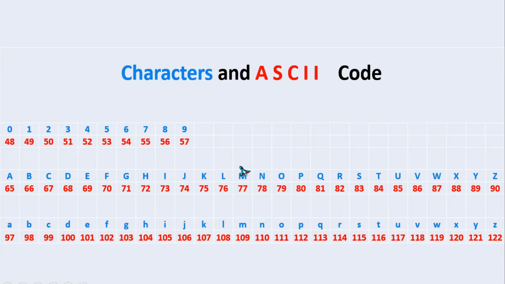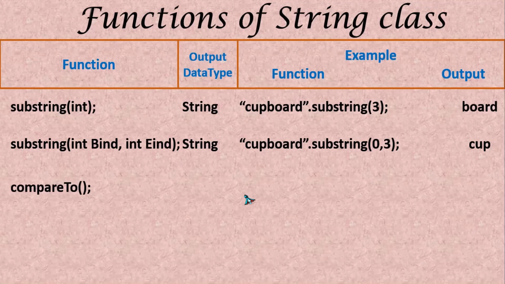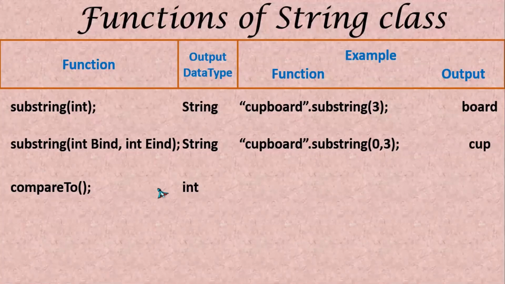The compareTo function is going to compare two strings lexicographically. That means as in the dictionary it is going to compare. So here we have compareTo, T is capital here. The output is going to be integer type after comparing. This function not only compares lexicographically but also compares the length of the string. I will explain with some examples.